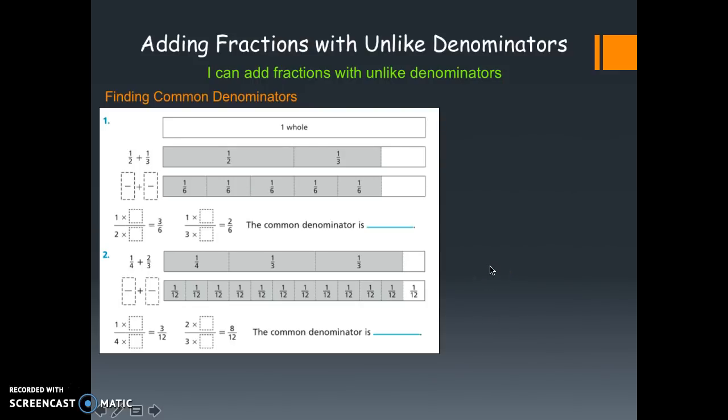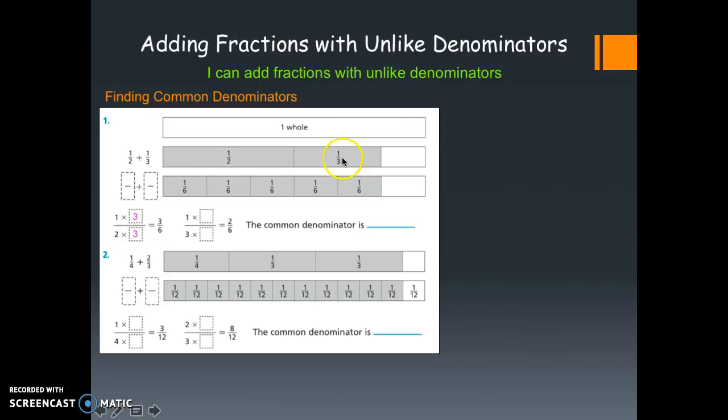Now, this is an actual page from our math series, and it's showing us basically the same thing. If we had a 1/2 plus a 1/3, this is the same problem we did earlier. You can see that a 1/2, if we change that into sixths, is the same as 3/6. And how do we get that? Well, we'd have to multiply the top and the bottom by the same number. To get from 2 to 6, we have to multiply by 3. And whatever we do to one, we have to do to the other. So 3 is our multiplier.